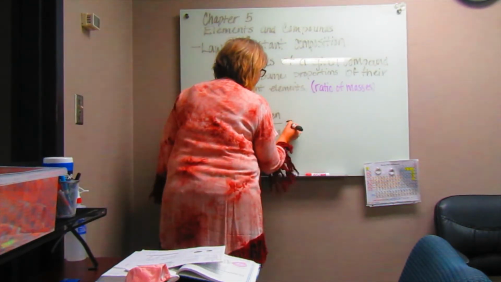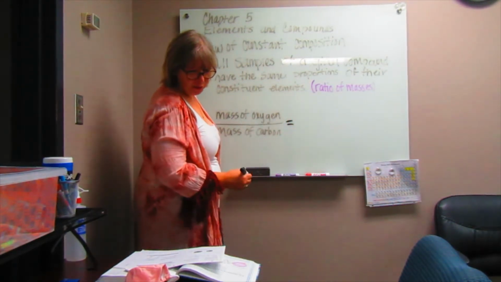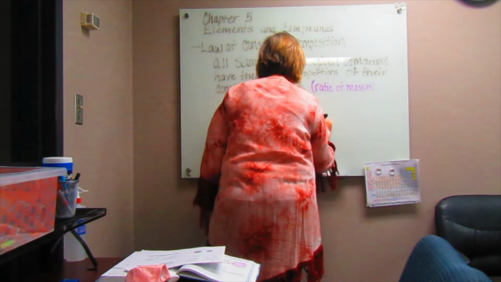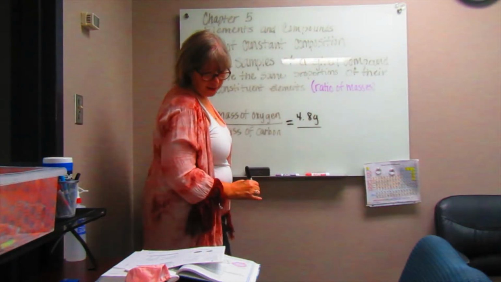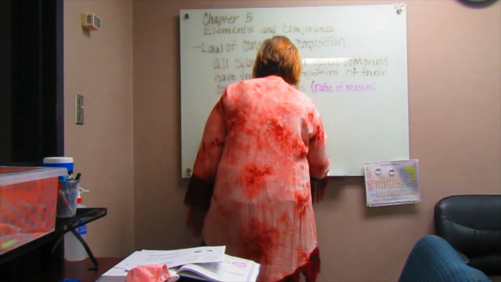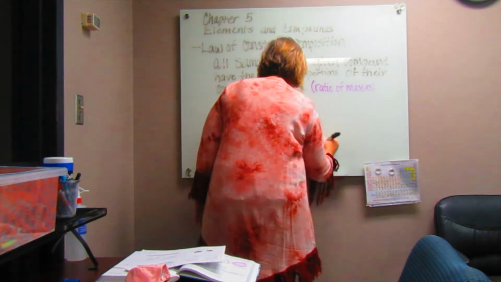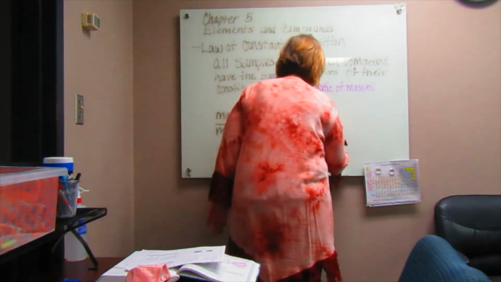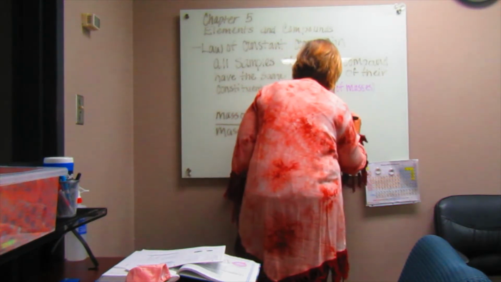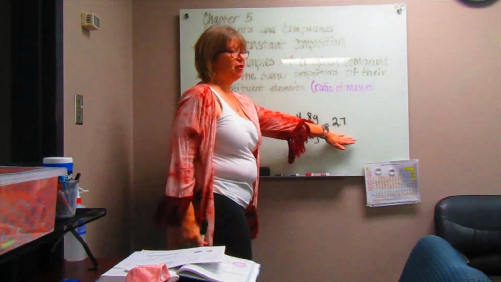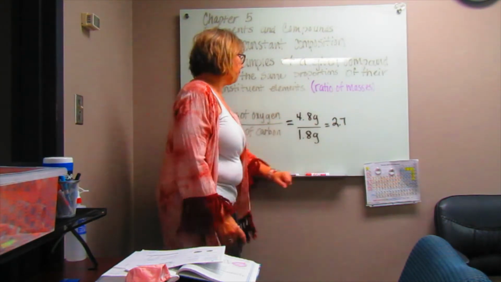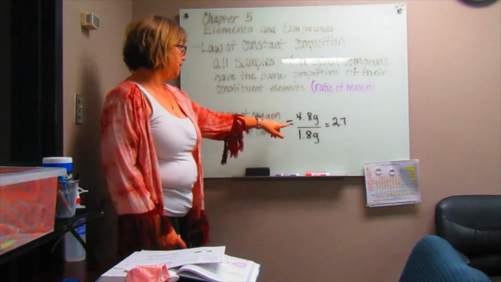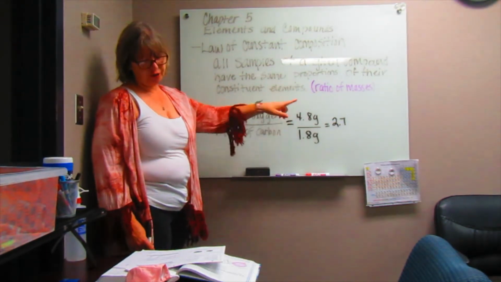So we have one sample that includes 4.8 grams of oxygen and 1.8 grams of carbon, okay? If we were to divide this, the answer that we would get is 2.7. So this is our ratio, 2.7 grams. For every 1 gram of carbon, there are 2.7 grams of oxygen, okay?